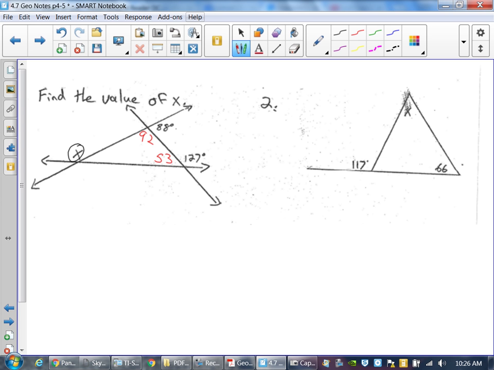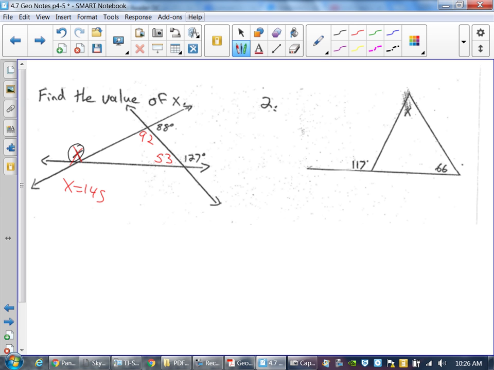Now if you look, this x is what we call an exterior angle. Remember, an outside angle is equal to the sum of the two angles it doesn't touch. So you can do it one of two ways. X is going to equal 92 and 53, so x would equal 145.